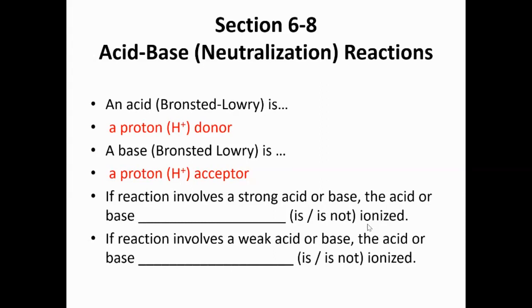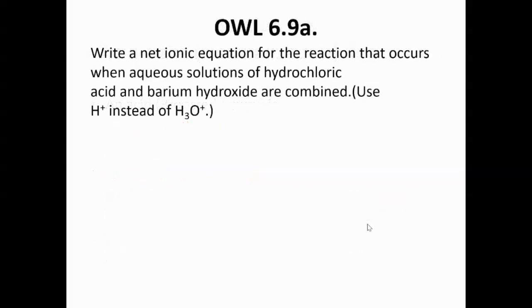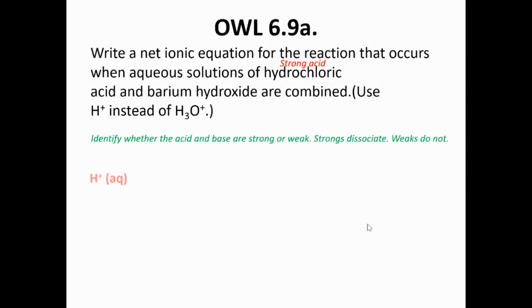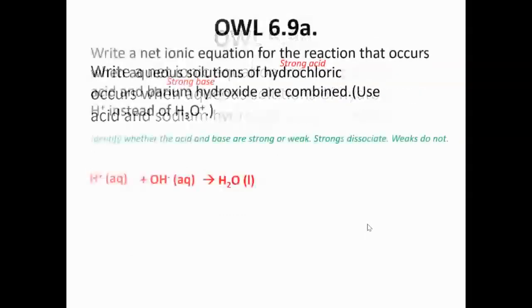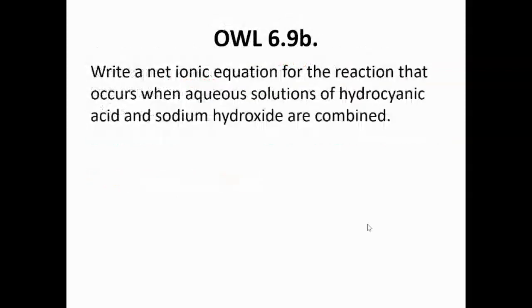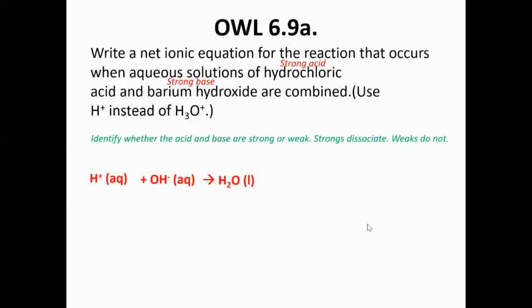If the reaction involves a strong acid or base, the acid or base is ionized. However, if the reaction involves a weak acid or base, the acid or base is not ionized because the majority remains molecular or together. So the first thing you need to be able to do is write a net ionic equation for the reaction between aqueous solutions of acid and base. Now, we'll go ahead and take the acid, combine it with the base, and form the product, which is water. So this is the net ionic equation.